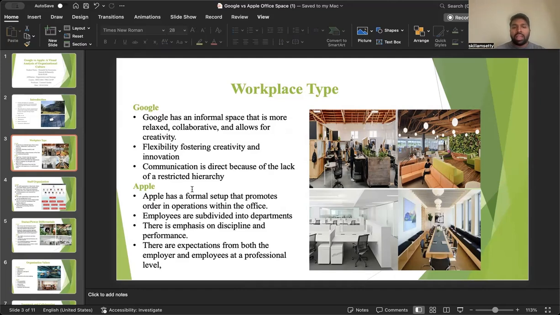Coming to Apple, Apple has a formal setup. If you see on the lower image, the white image with the white desk and the black chair, Apple has a formal setup that promotes order and operations within the office. Employees are subdivided into departments. There is emphasis on discipline and performance. There are expectations from both the employer and employees at a professional level.